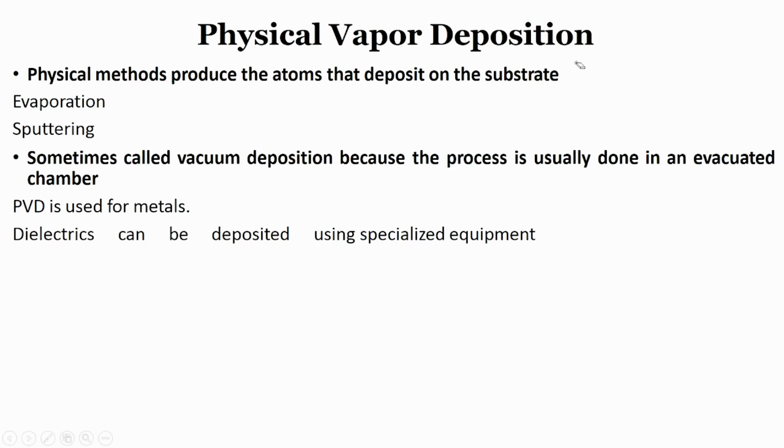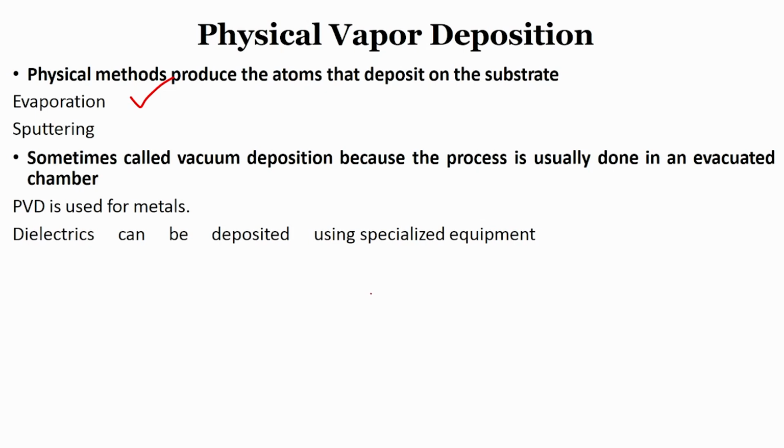What are these techniques? First is called evaporation, very easy. So, what is evaporation according to you? Let us see an example. One is evaporation, one is sputtering. Evaporation is similar to changing a material to its vaporized form and finally evaporating.